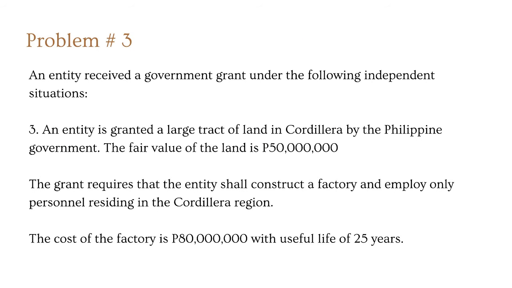Problem number 3. An entity is granted a large tract of land in Cordillera by the Philippine government. The fair value of the land is 50 million pesos. The grant requires that the entity shall construct a factory and employ only personnel residing in the Cordillera region. The cost of the factory is 80 million pesos with a useful life of 25 years. In this case, it is a grant related to assets whose primary condition is that the recipient entity should construct a factory. So the entity received a land from the Philippine government.